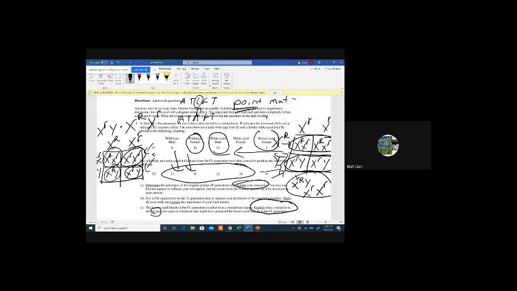Now, the other kind of mutation that I would have talked about here would have been a frame shift mutation. Sometimes you'll hear these called insertions or deletions. I don't want to run out of room there. So let's again go back to this sequence.